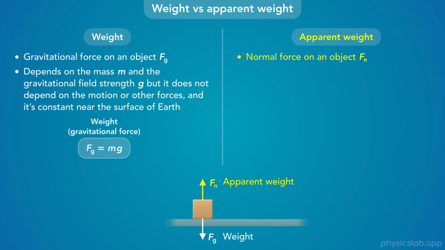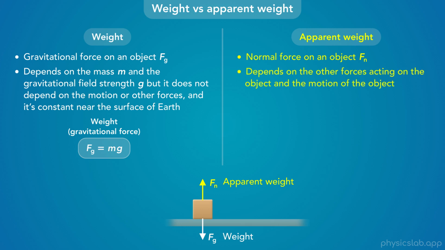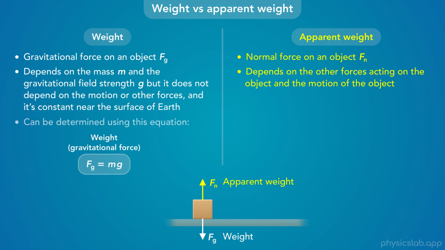An object's weight depends on its mass, m, and the gravitational field strength, g, which is also the acceleration due to gravity, but it does not depend on the object's motion or other forces. And we assume an object's weight is constant near the surface of the Earth, because we assume g is constant. An object's apparent weight depends on the other forces acting on the object, and it depends on the motion of the object, which we'll see in a minute. An object's weight can be determined using this equation, and it's always equal to mg.